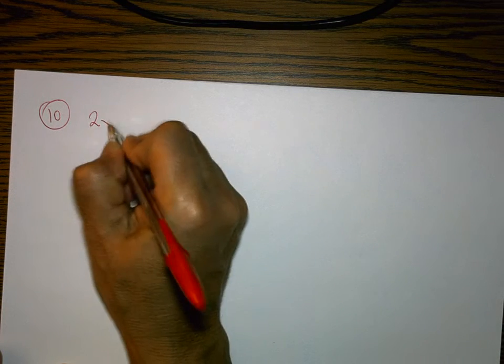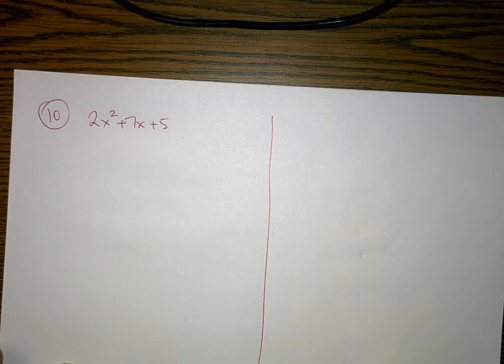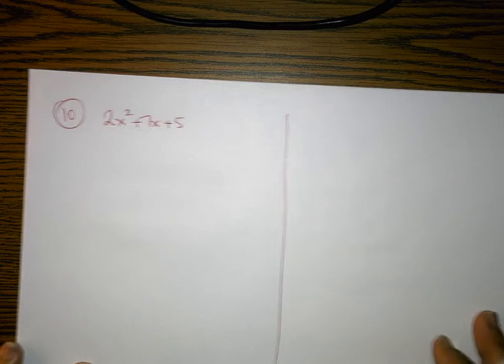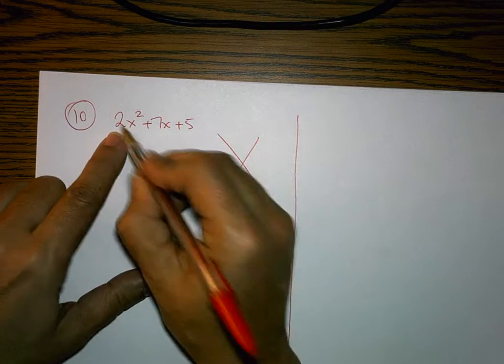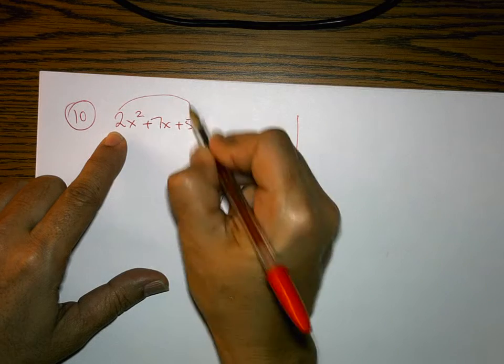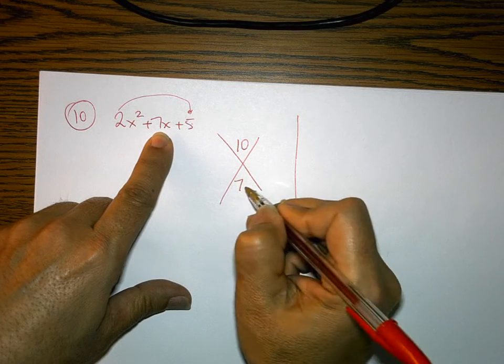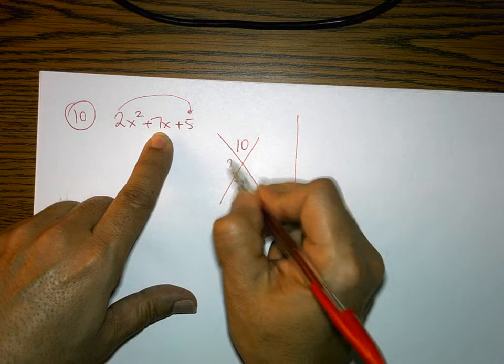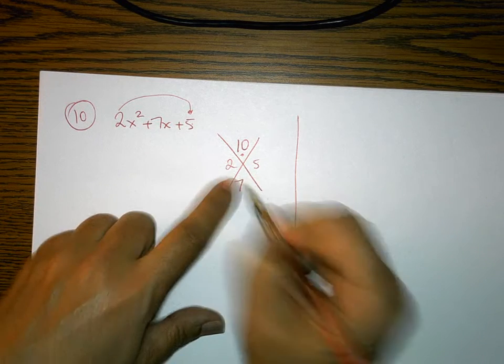Number 10. Number 10 says 2x squared plus 7x plus 5. We're going to do both ways. We want to please everybody, so let's do it. All right, so x factor. 2 times 5, 10. But it must add up to 7. So 2 times 5 multiplies to a 10, but adds up to a 7.